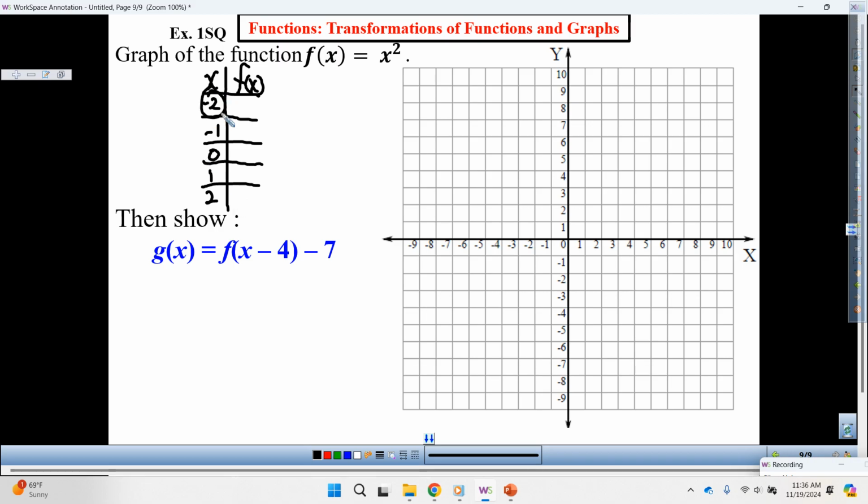Here it goes. -2 squared is 4. What is -1 squared? 0 squared. 1 squared. 2 squared. Scrap that. -2, 4. -1, 1. 0, 0. 1, 1. 2, 4.